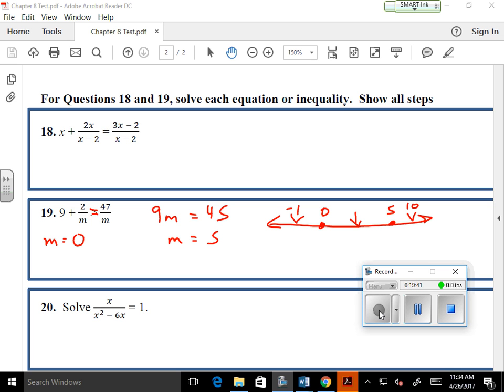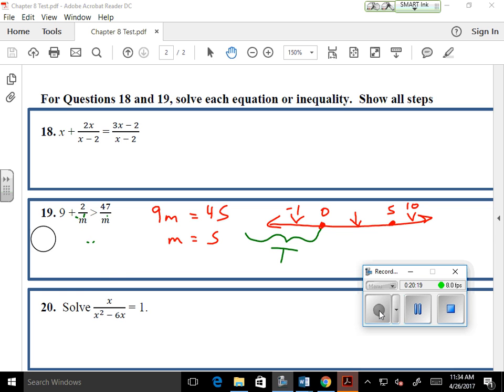So when we put -1 in for m, is this a true statement or a false statement? Well, that becomes 9 minus 2, and that becomes -47, which is 7. Is 7 greater than -47? Yes. So that means this region would have values of m that would satisfy this inequality.